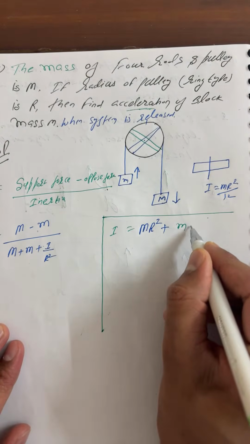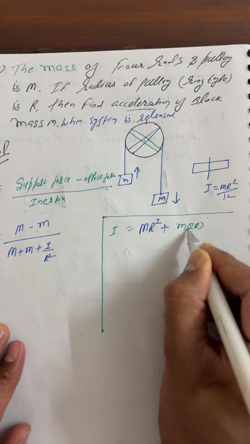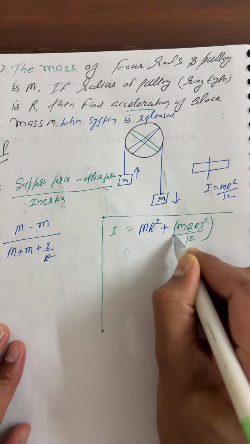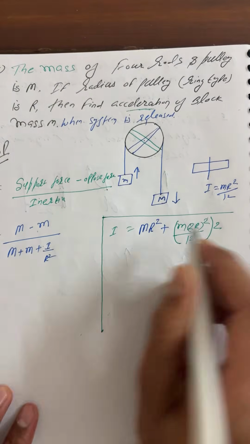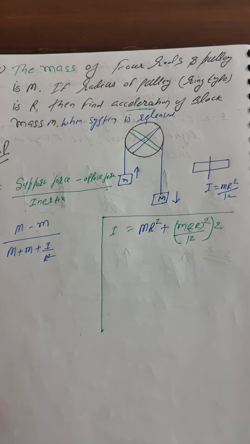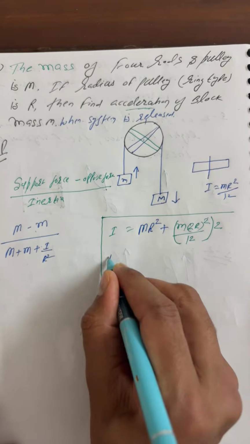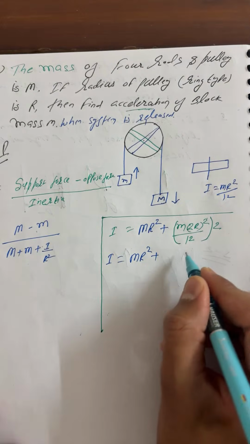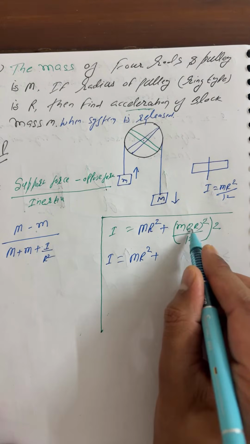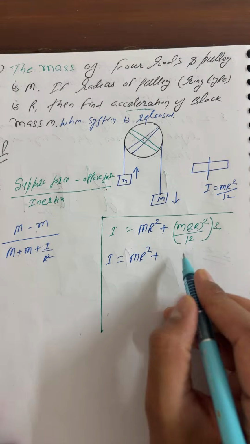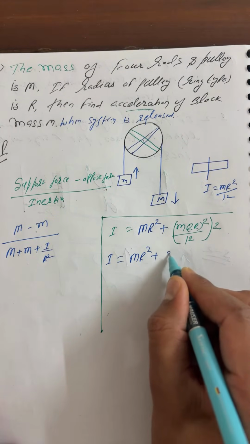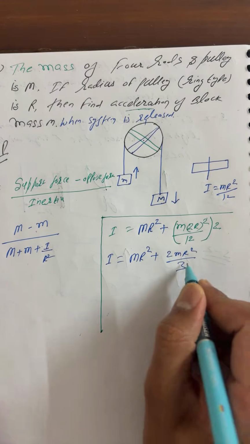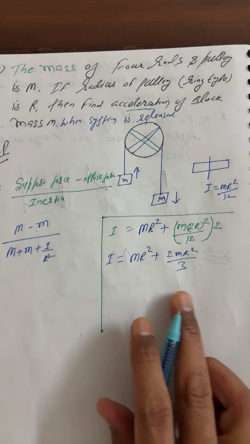2R, bacha. You can say m into (2R) whole square by 12. Don't forget to multiply by 2 because there are two rods. In the examination hall, it's a very common error. So students, you can write I is equal to mr square plus... 2 to the 4, 4 to the 8, right? You can say this is 2 m r square by 3. 4 to the 8 and 4 3 the 12. I hope you got the point.